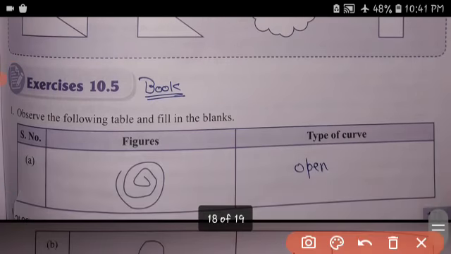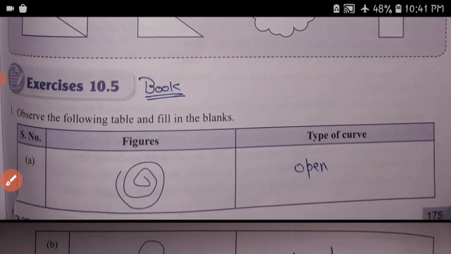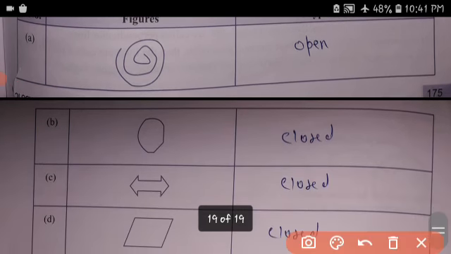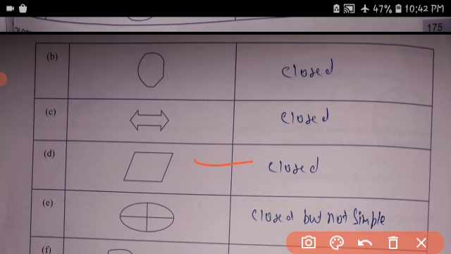Now exercise 10.5 in the book. Figure and type of curve. This is an open curve. This curve is an open curve. And this is a closed curve. This is also a closed curve. D is also a closed curve.